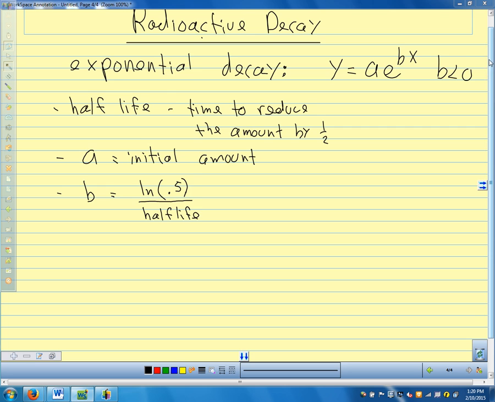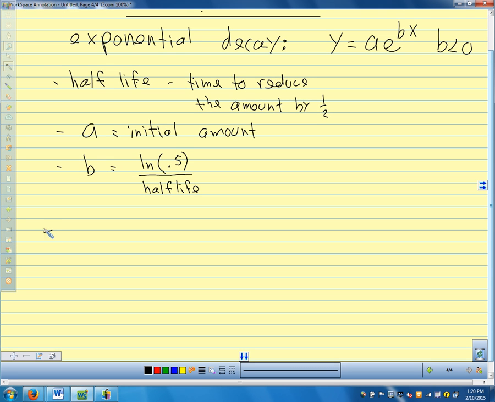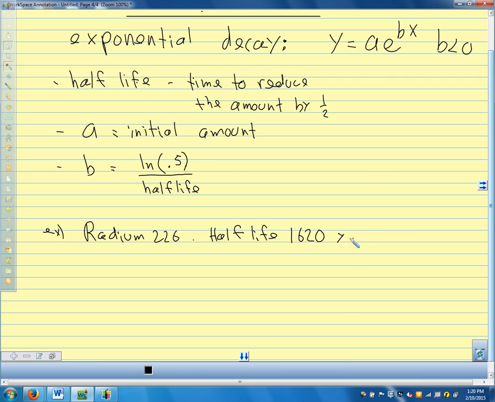So I just want to do one example using radioactive decay. We have radium. Radium-226 is just an isotope of radium, a radioactive isotope. It has a half-life of 1,620 years. So after 1,620 years, whatever amount we start with would be reduced by half.